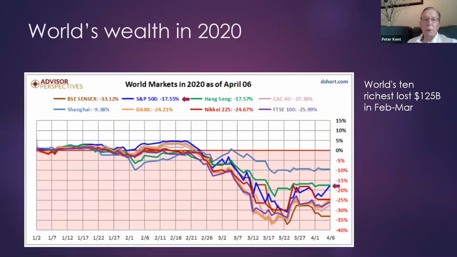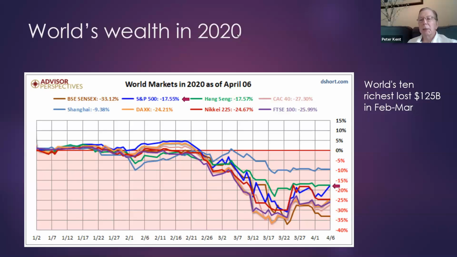And what's happened to the world's wealth? Well, these are the major stock markets of the world, and you see them all down from 10 to 30%. And you see the US, while it has recovered, it was down as low as 35%. It's now down 17%. But you see the world's wealth disappearing.